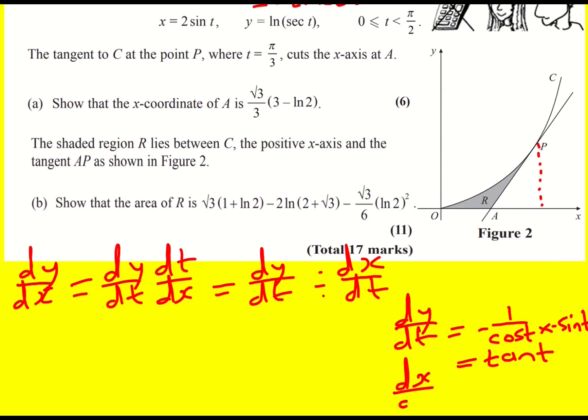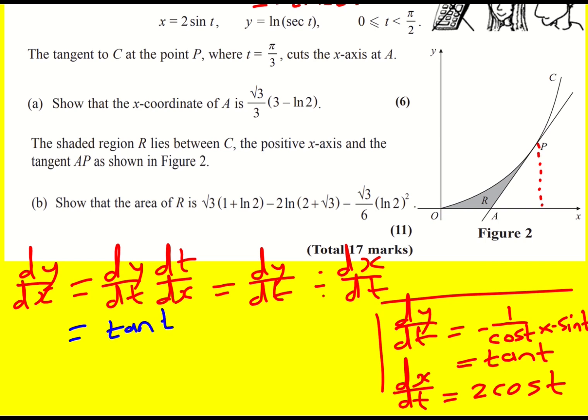And then dx by dt is going to be 2 cos t. So back over here, we're going to have tan t, and then I'm going to be dividing by 2 cos t. I think it's fine to leave it like that.